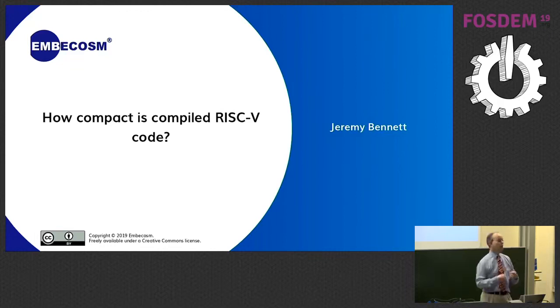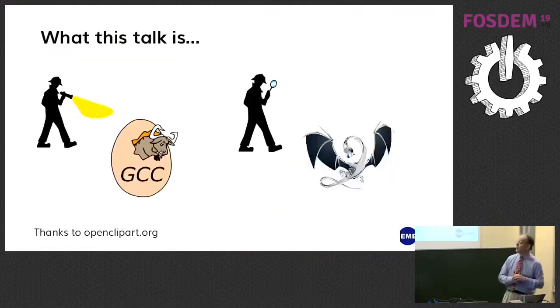You can only improve something if you can measure it, and this is about measuring the size of compiled code for RISC V. This is to help compiler designers. So this talk is about seeing inside the compilers, looking at what's working, what's not, investigating and understanding it.